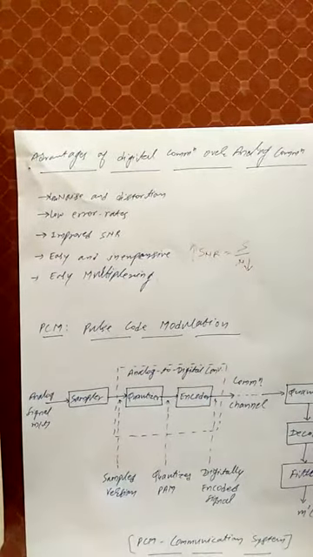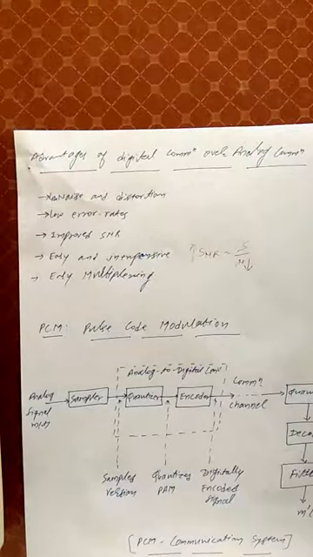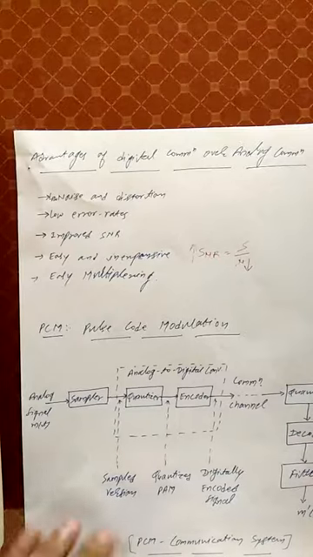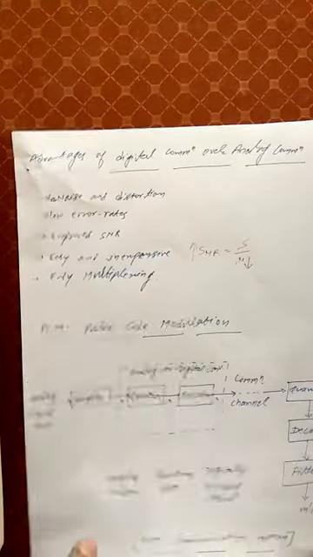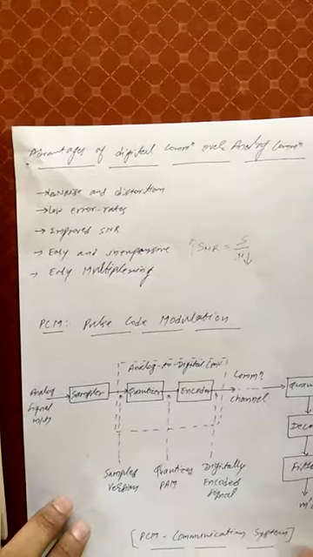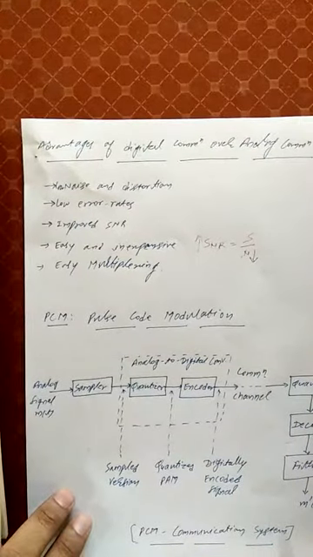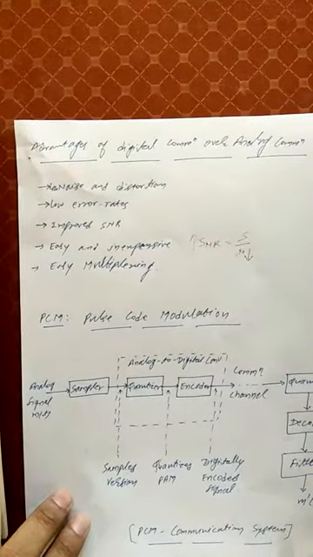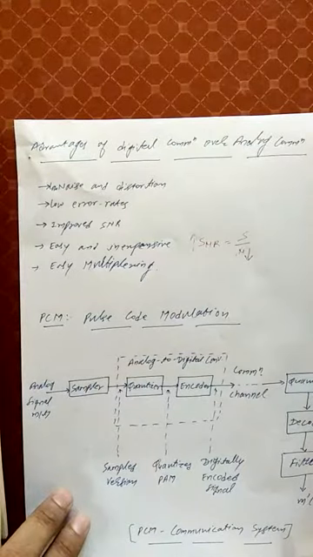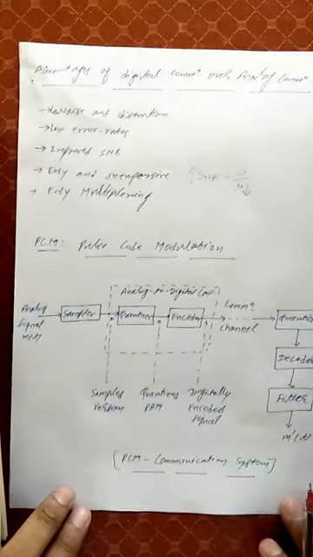Next, easy and inexpensive: digital signal storage is relatively easy and inexpensive. The multiplexing of several digital signals is also easier and more efficient. So these are the advantages of digital communication over analog communication. That is why we mostly prefer digital communication as compared to analog communication.